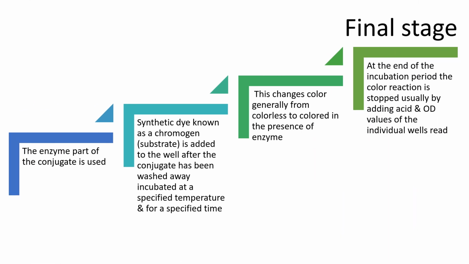In the third stage, the enzyme part of the conjugate is used. A synthetic dye, which we call chromogen, that is a substrate, is added to the well after the conjugate has been washed away, and incubated at the specified temperature for the specified time. This allows the change in the color from colorless to colored in the presence of the enzyme. At the end of the incubation period, the color reaction is stopped, usually by adding acid, and the OD, that is the optical density value of the individual well, is read.